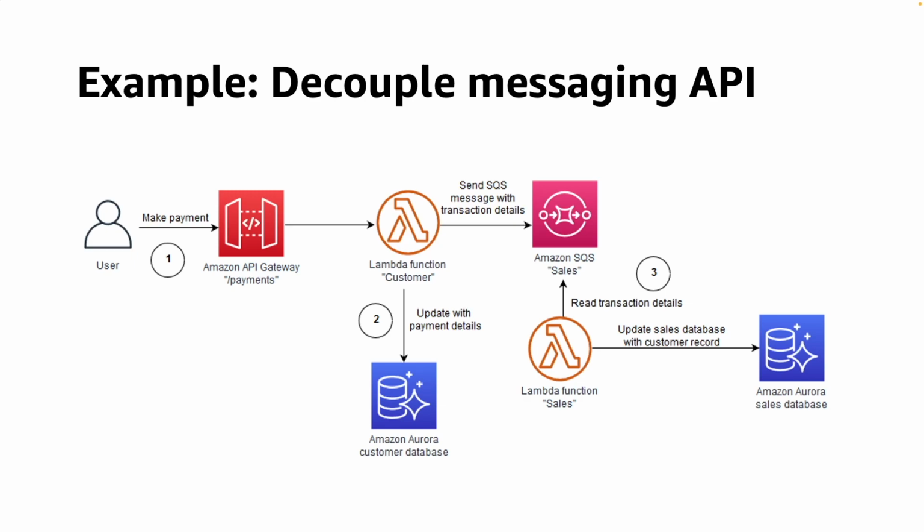At the same time, we want to store that data in the sales database as well, but there is no time sensitivity. So asynchronously, we are putting this message in the SQS queue, the sales queue. From the sales queue, there will be another Lambda function which will pull this message, read it from the SQS, update the sales database from there, and remove the message from the SQS.